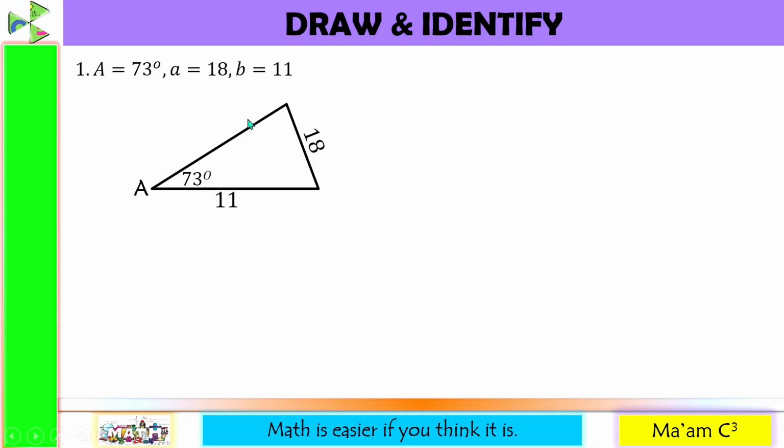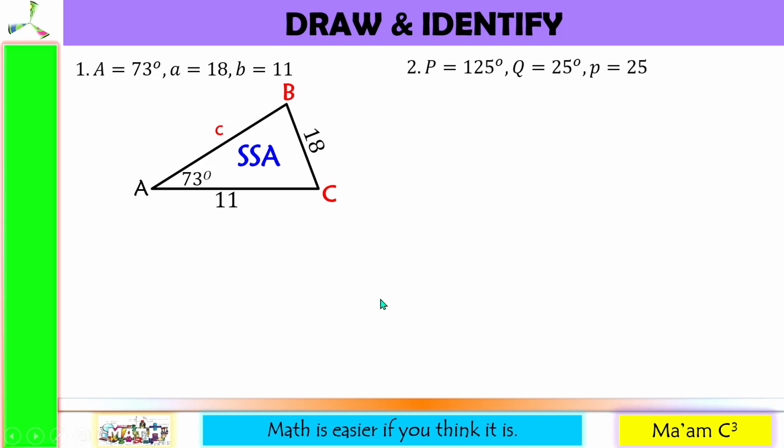Now, if this is side b, this angle is angle B. Then let me label this as angle C, while this one is side c. Now, let us determine what type of triangle we have here. We have an angle and a side opposite it, and another side. So we have side, side, angle, SSA or ASS.